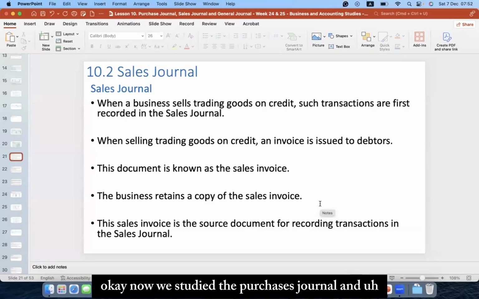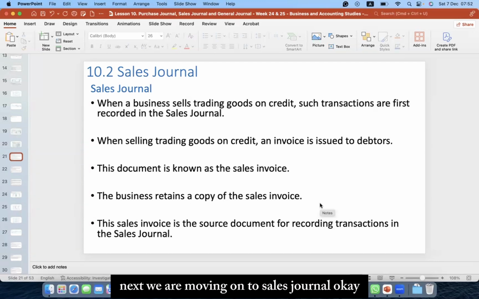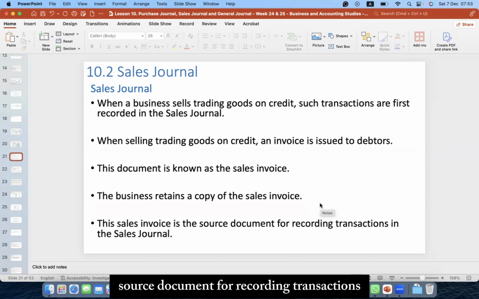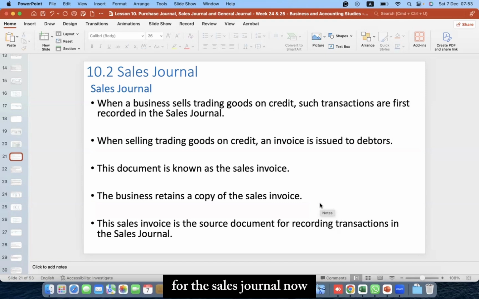Now we studied the purchases journal, and next we are moving on to the sales journal. So let's look at what the sales journal is. When a business sells trading goods on credit, these transactions are firstly recorded in the sales journal. When selling trading goods on credit, an invoice is issued to debtors. This document is known as the sales invoice. A business usually retains a copy of the sales invoice, and the sales invoice is used as the source document for recording transactions in the sales journal.